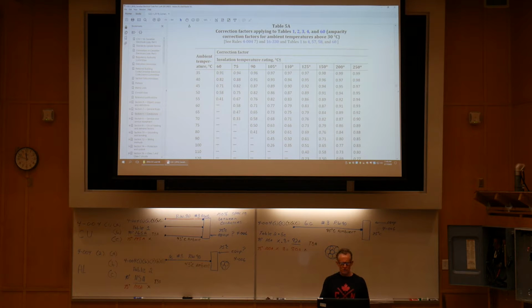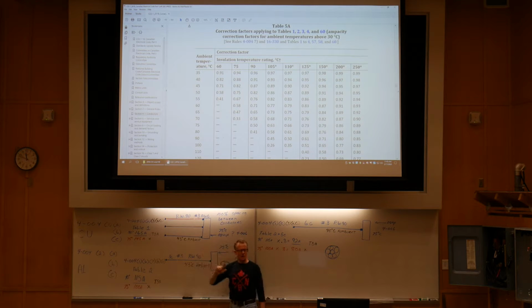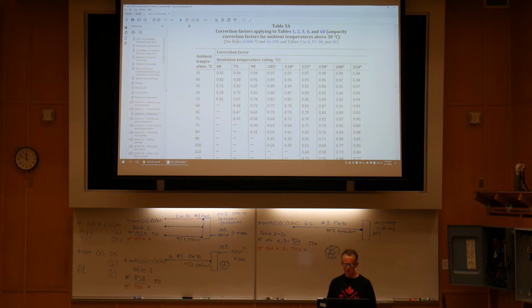Now, when we look here, the corresponding temperature ratings at the top of the table, 60 degrees here, 75 degrees, 90, etc., they apply to the conductors that you use. So in this case, we're using 90-degree conductors. Now, let's go to the bottom of the table and look at what the note says.